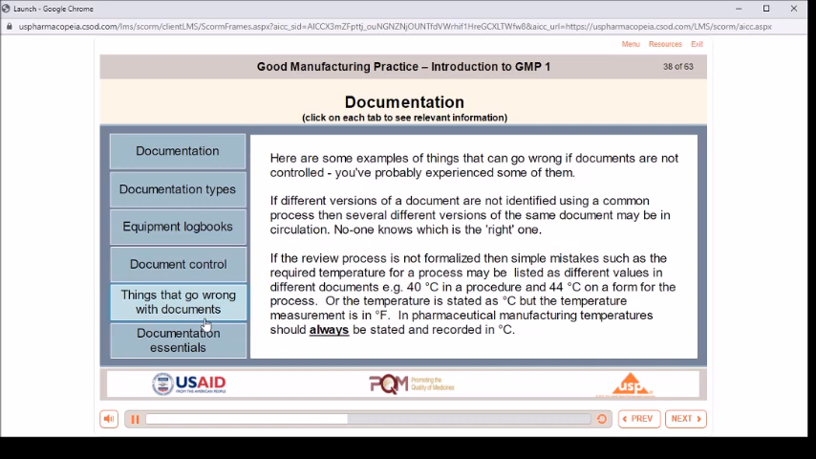If the review process is not formalized, then simple mistakes such as the required temperature for a process may be listed as different values in different documents, e.g. 40 degrees Celsius in a procedure and 44 degrees Celsius on a form for the process. Or the temperature is stated as degrees Celsius, but the temperature measurement is in degrees Fahrenheit. In pharmaceutical manufacturing, temperatures should always be stated and recorded in degrees Celsius.